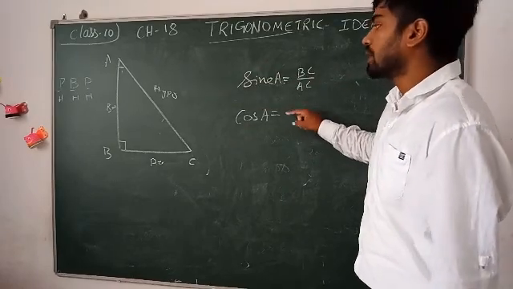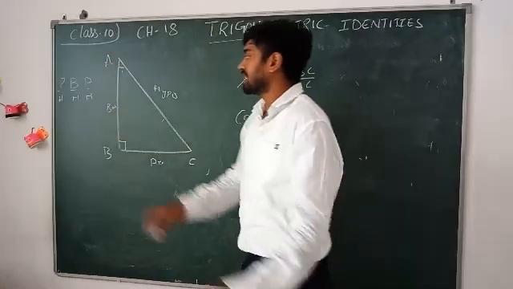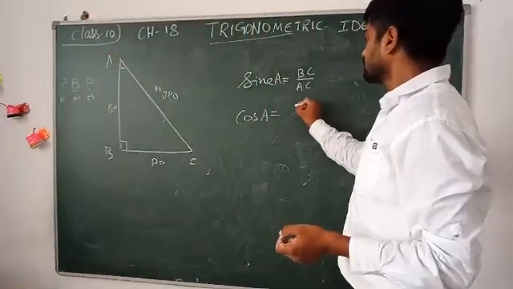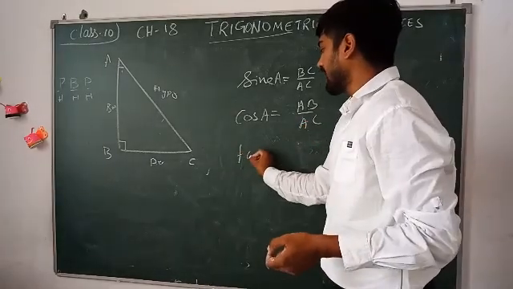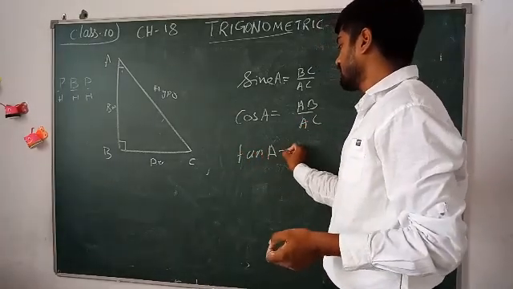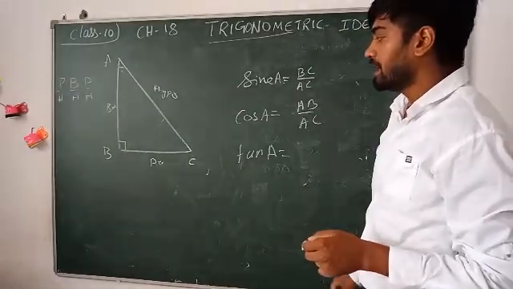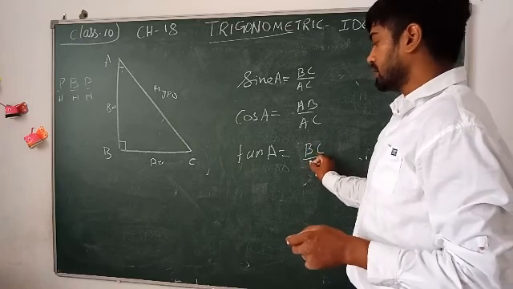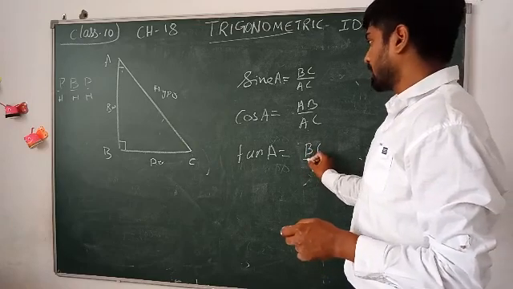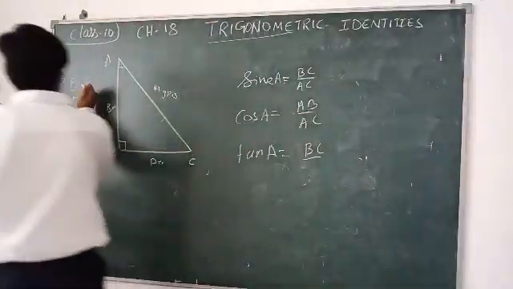And what is base? They have given it to me. Base is the side that is touching this angle. So AB upon AC. And then comes tan A. What is tan A? Tan A is perpendicular upon hypotenuse. What is perpendicular? BC upon AC.